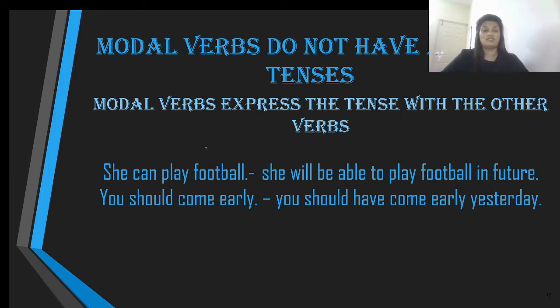But they have just the present and the future like this. She can play football, and to convert that into future tense, you can say she will be able to play football in future. Instead of can, you are switching to will be able to, which says about future. So she will be able to play football in future. So you can replace the word can with able to speak about future.